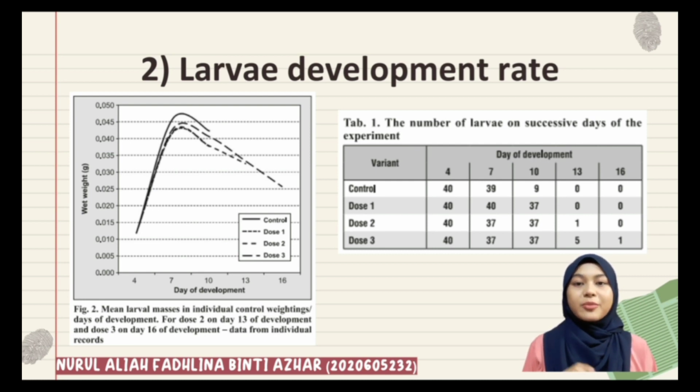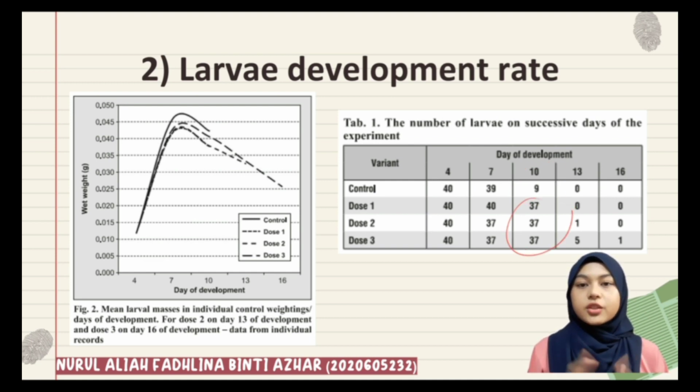Larvae were only present in all experiment variants on the first, second and third dates of the weighing, which is day 4, day 7 and day 10 of development. On later dates, just a few of the experiment's variants had larvae. On day 10 of the developmental cycle, only 9 larvae were detected in the control sample since the remainder had become pupae. In drug dose 1, 2 and 3, however, larvae still predominated.